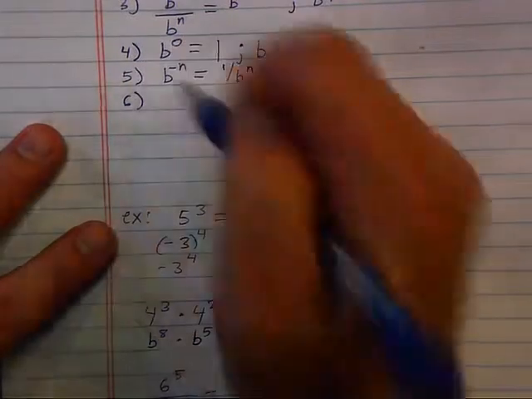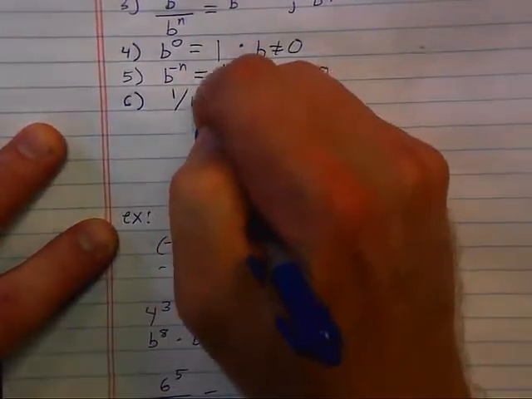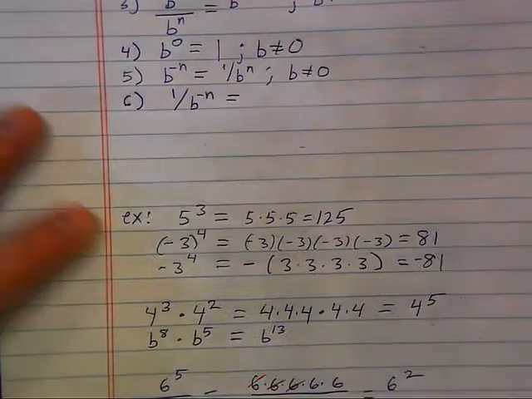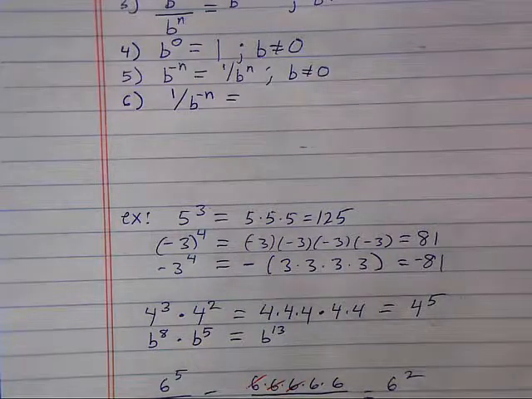Number 6. What if you have a negative power, but the negative power is already on bottom? It sends it to the top. Very good. How come? Turns it into a positive.